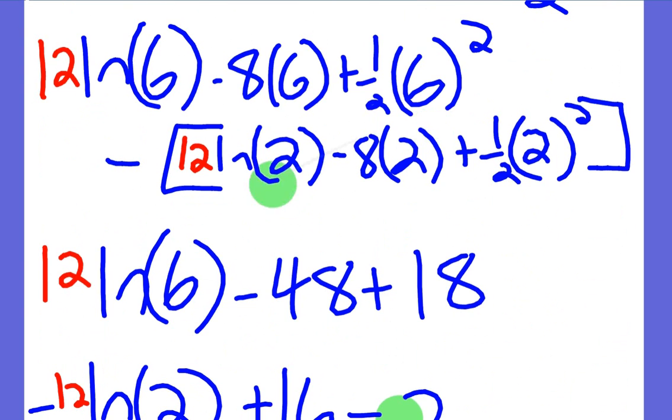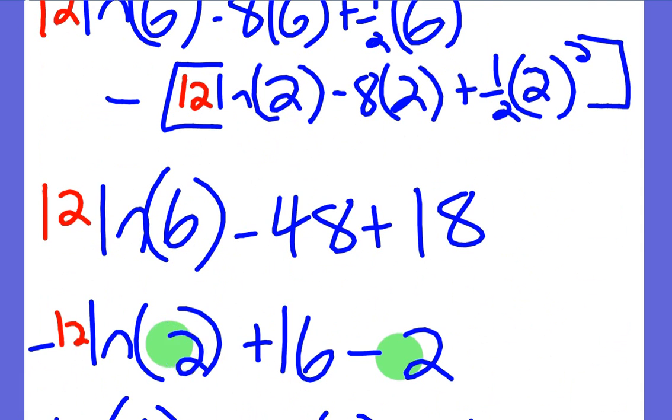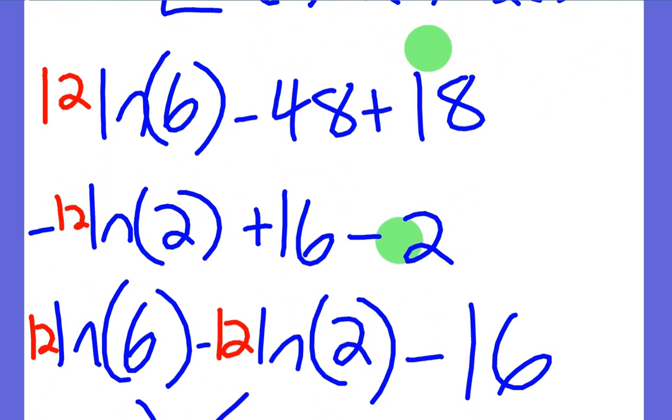So first you're going to have 12 natural log of 6 minus 48 plus 18, or half of 36. And on the bottom you're going to have minus 12 natural log of 2. It's going to become plus 16 because it's minus 8 times 2. And then finally minus 2, because 1/2 of 2 squared is 1/2 of 4, which is 2. Next, you're going to group your natural logs together and then add negative 48 plus 18 plus 16 minus 2. It's going to give you negative 16.